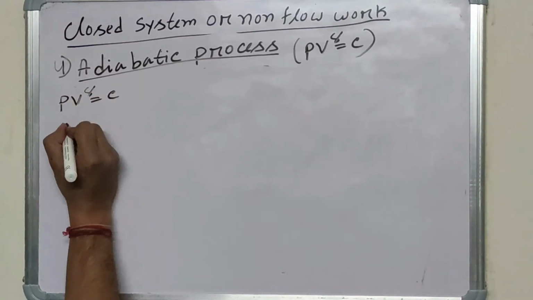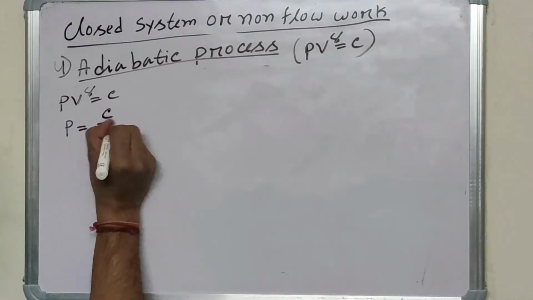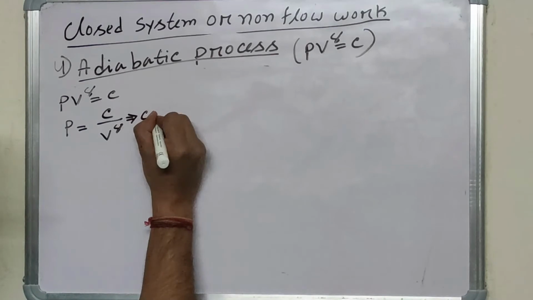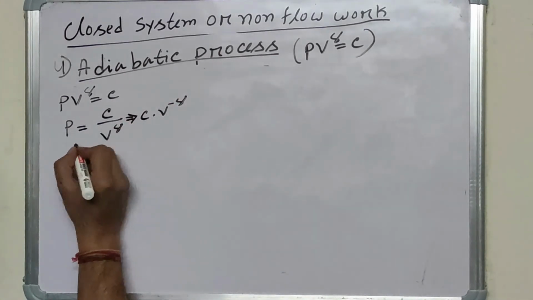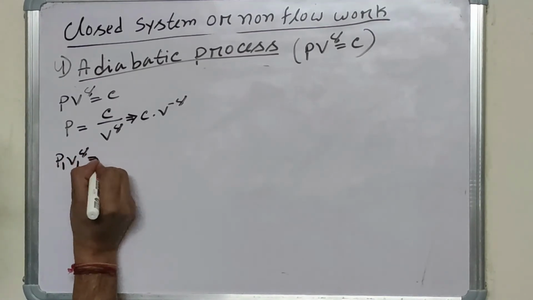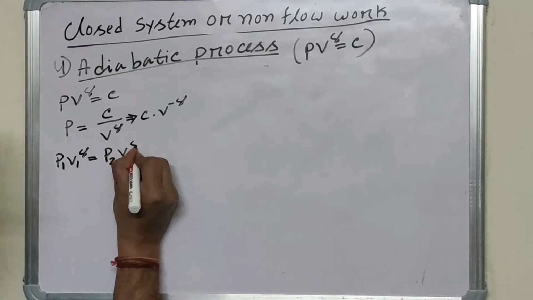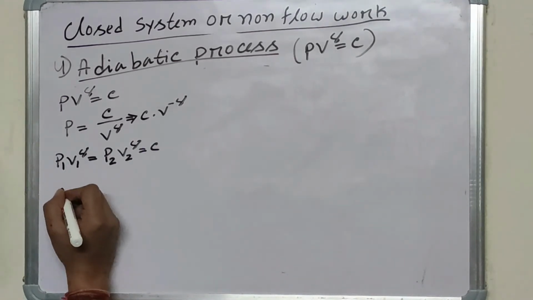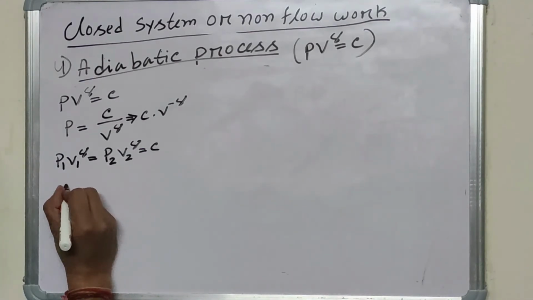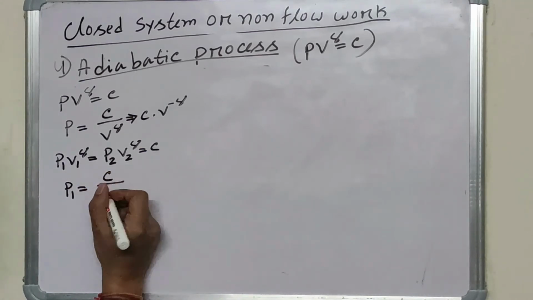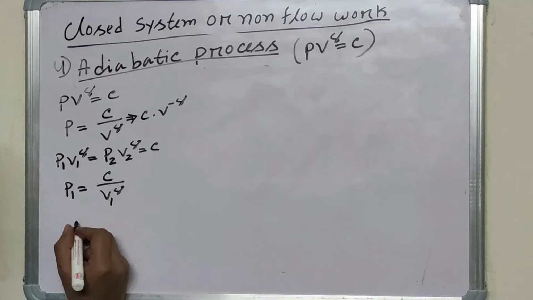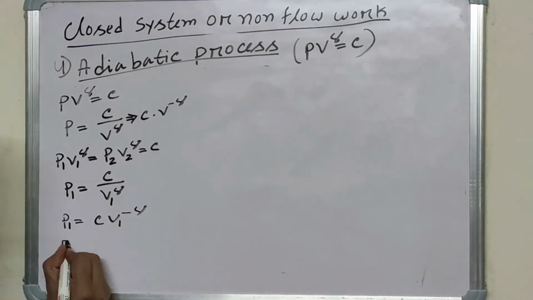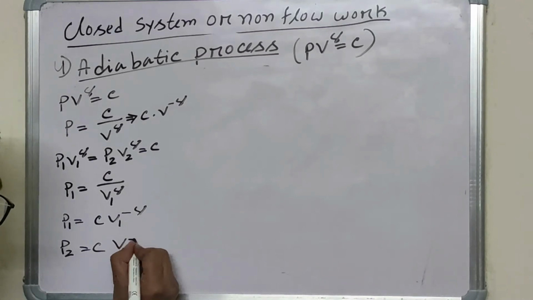Gamma equal to constant, pressure equal to constant divided by V to the power gamma, or you can say that constant into V to the power minus gamma. P1 V1 to the power gamma equal to P2 V2 to the power gamma equal to constant. So P1 equal to C V1 to the power minus gamma, and P2 equal to C V2 to the power minus gamma.